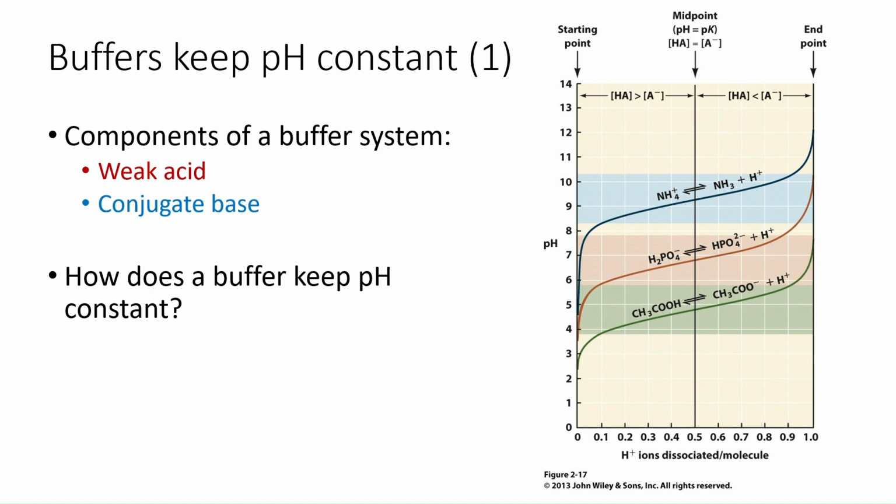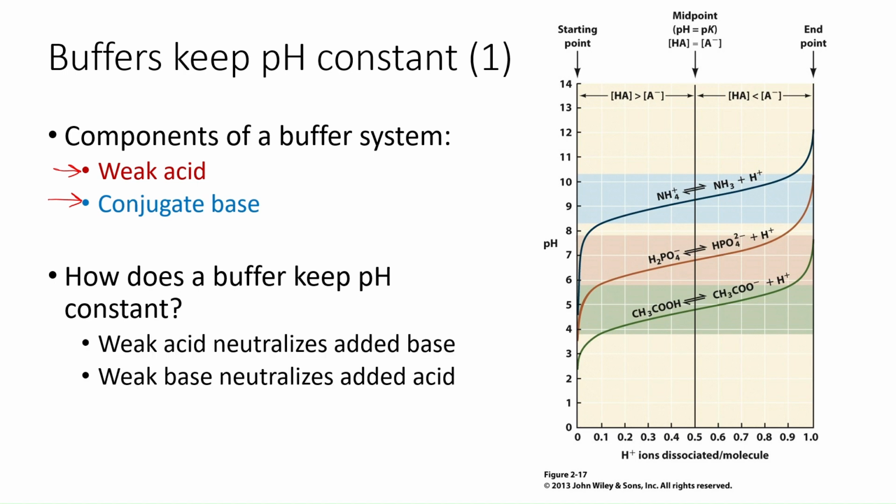Fairly simple. A buffer is usually a solution in water that consists of a weak acid combined with its conjugate base. So the two of those components acting together help to buffer the pH, to keep it constant, even when you add acid or base to that solution. So how does a buffer do that?